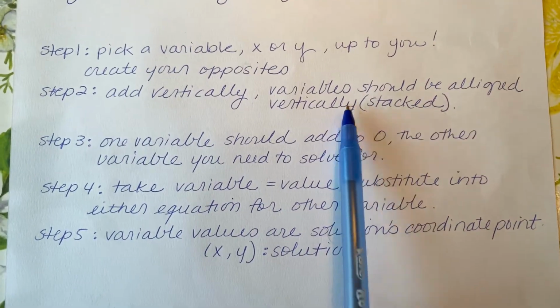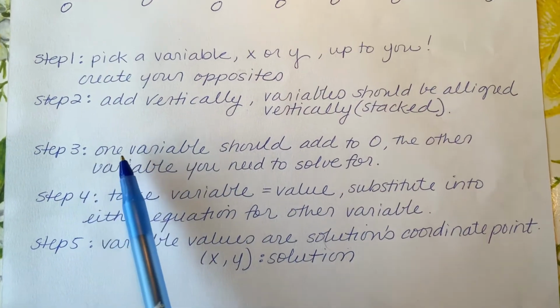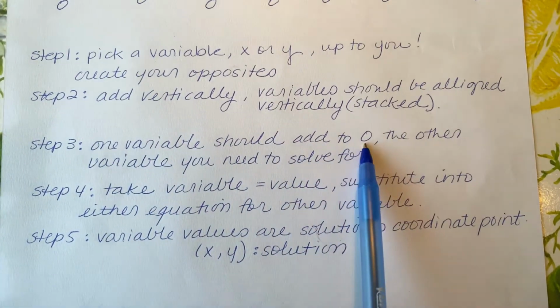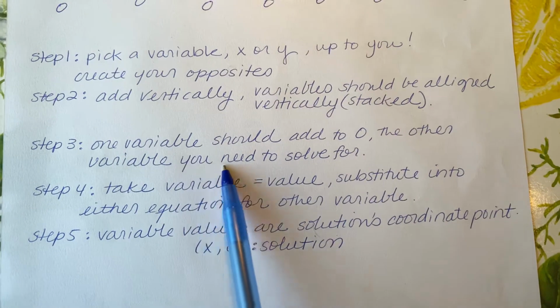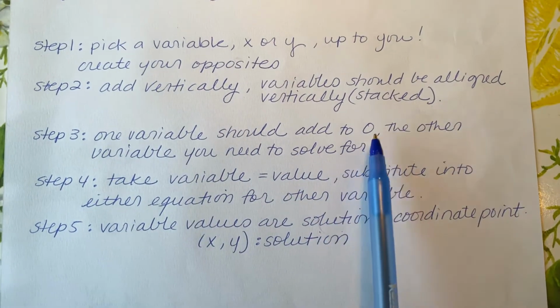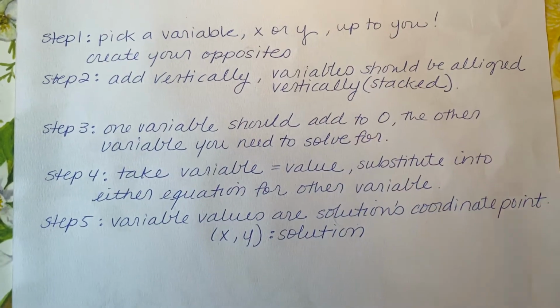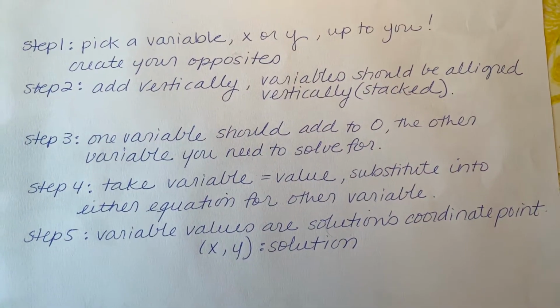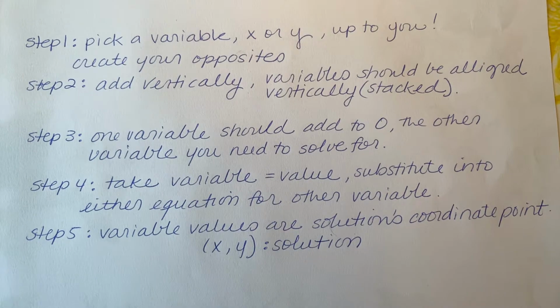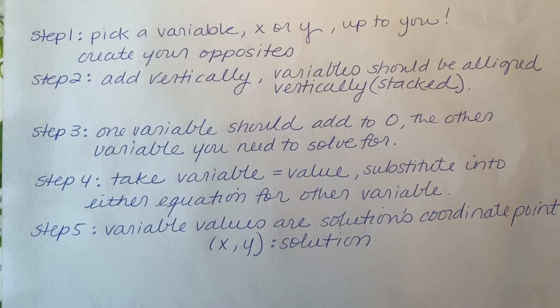Align them vertically. All right, step 3, one variable should add to 0. The other variable you need to solve for. So we're essentially eliminating one variable to solve for the other. Thus the method of elimination or linear combination is because you have to manipulate it yourself.